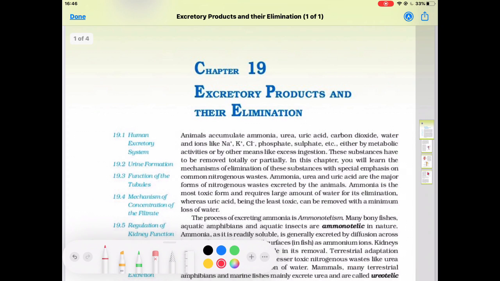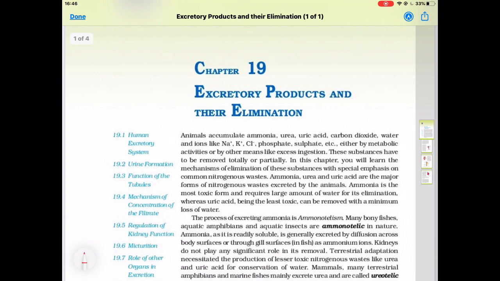Good morning, students. Our today's topic is excretory products and their elimination, that is, chapter 19.